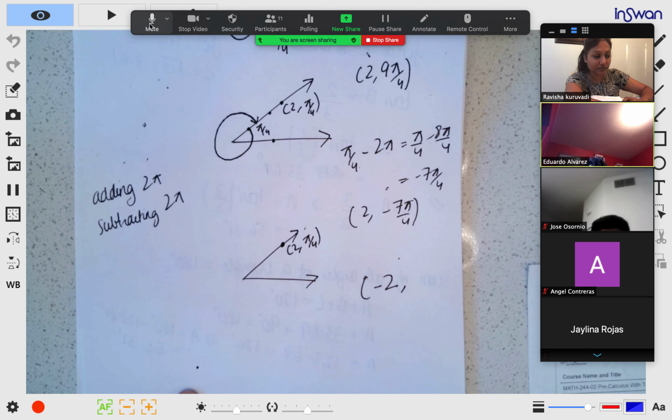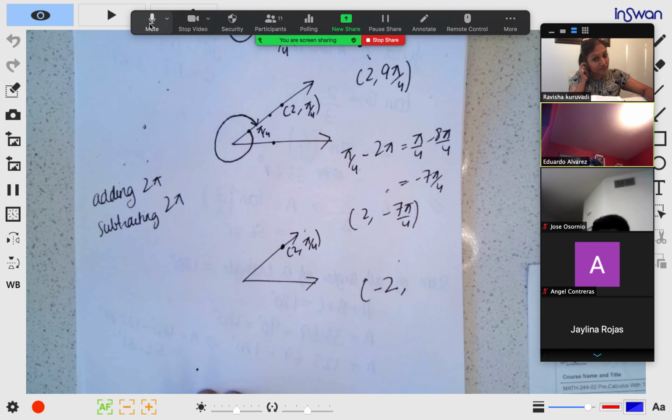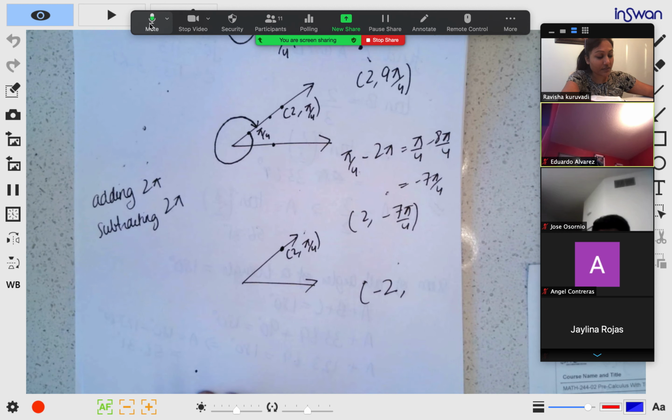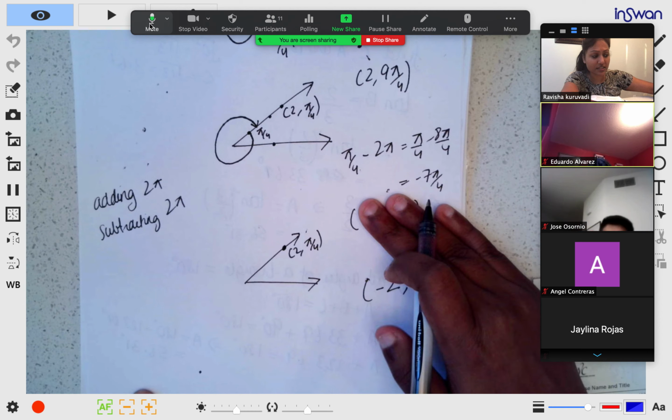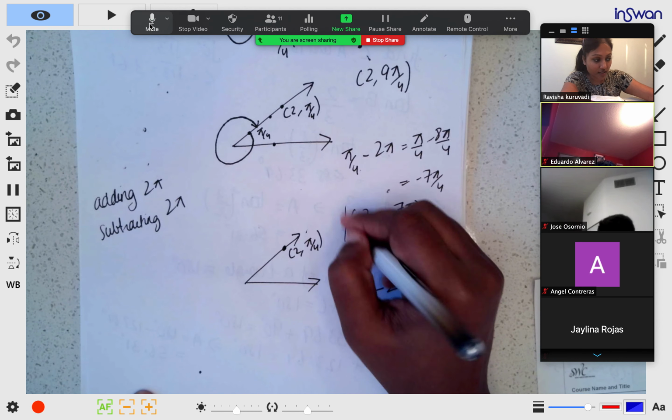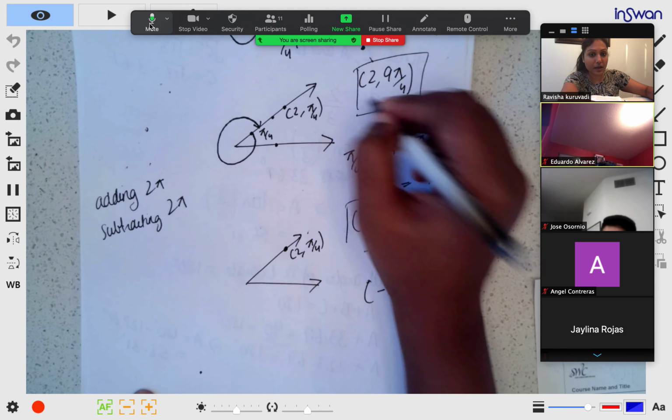Would that be 3 pi over 4? How did you get 3 pi over 4? I just subtracted the 7 pi over 4 by pi. Not 7 pi by 4. You think just pi by 4? This is another point, right? Don't consider this. Consider the original one, pi by 4.